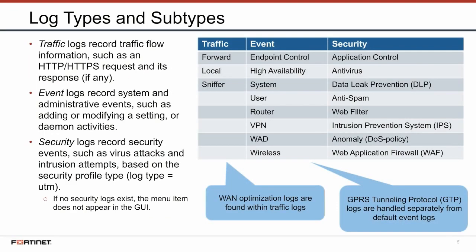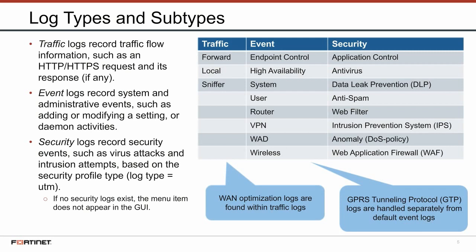To FortiGate, there are three different types of logs: traffic logs, event logs, and security logs. Each type is further divided into subtypes. Traffic logs record traffic flow information such as an HTTP/HTTPS request and its response, if any. It contains subtypes named forward, local, and sniffer.